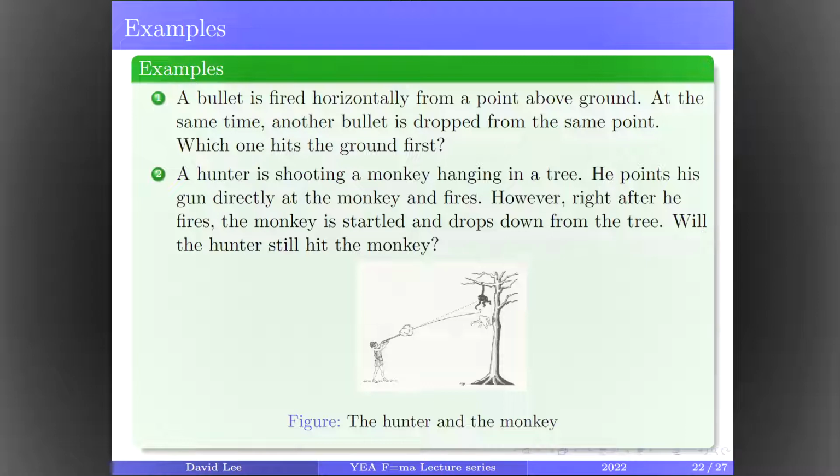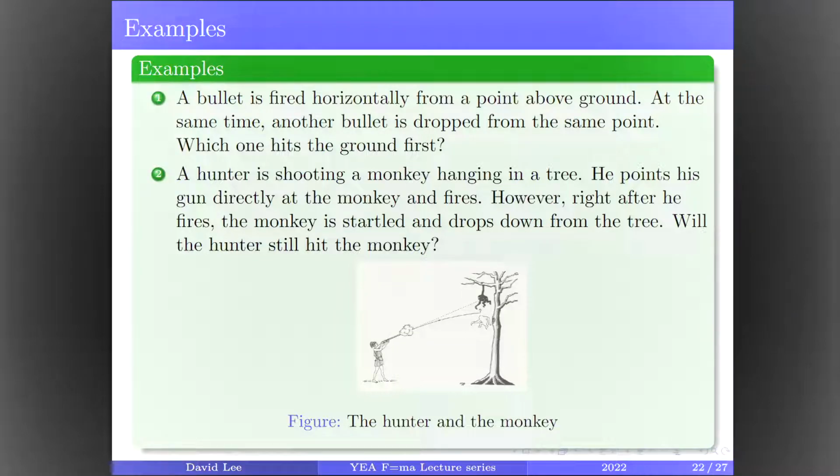So they will hit the ground at the same time because, as we said earlier, the two dimensions are independent from each other. The motion in the horizontal dimension doesn't affect the motion in the vertical direction at all. So they will both be accelerating at the same rate in the vertical direction, and since they started from the same height, they will hit the ground at the same time.